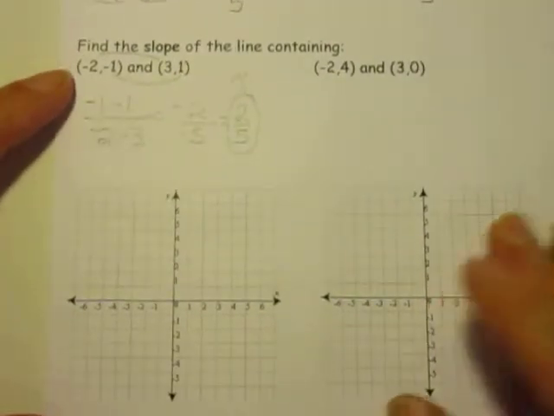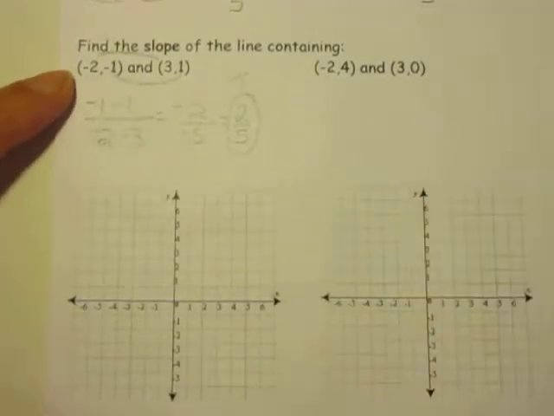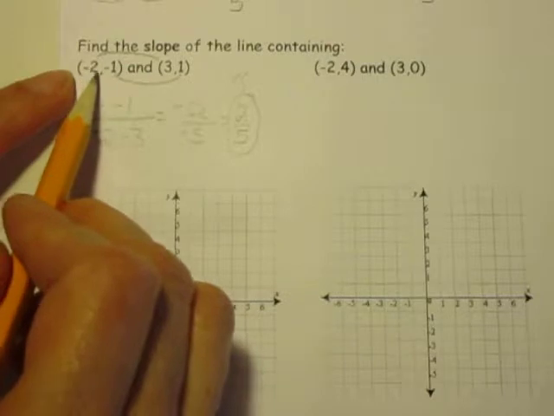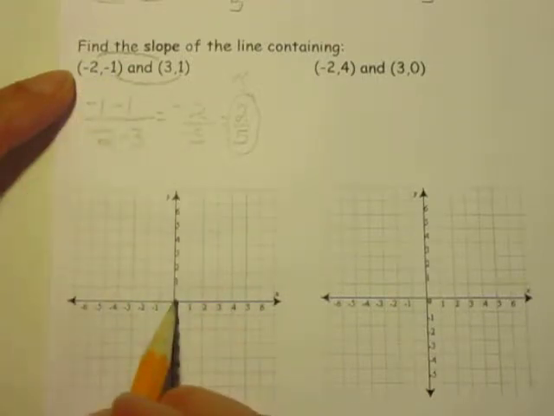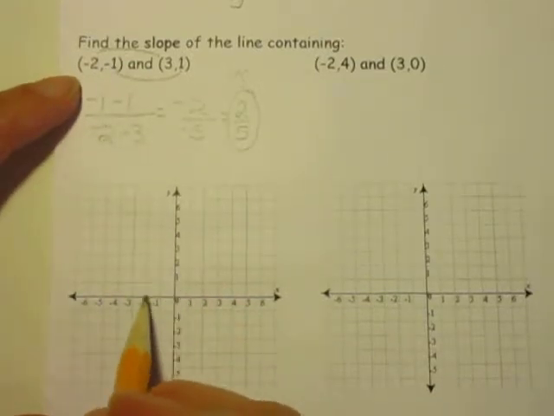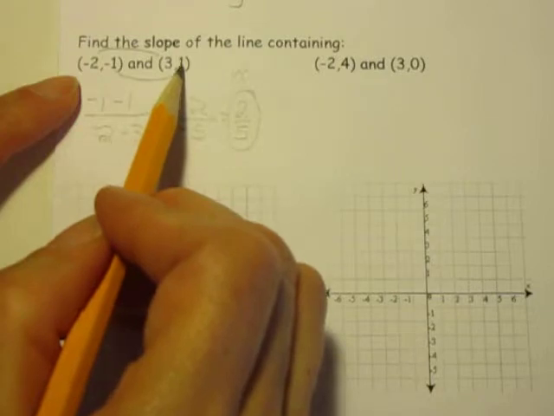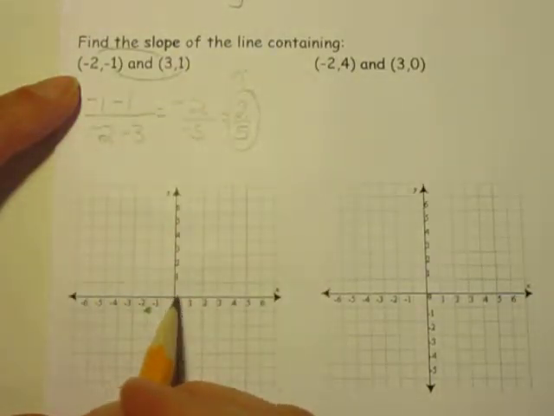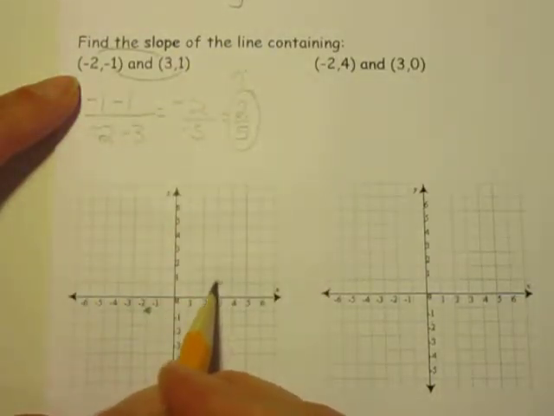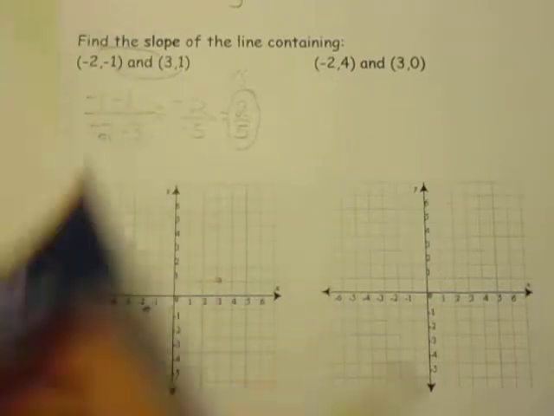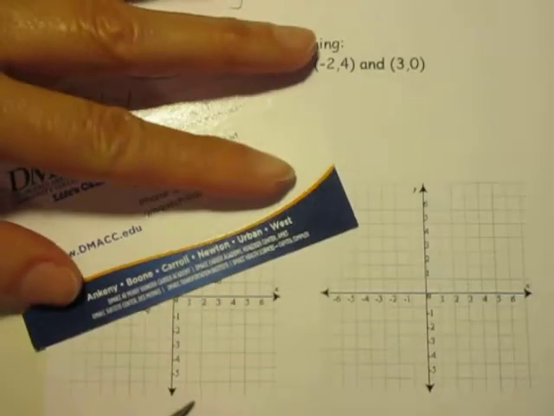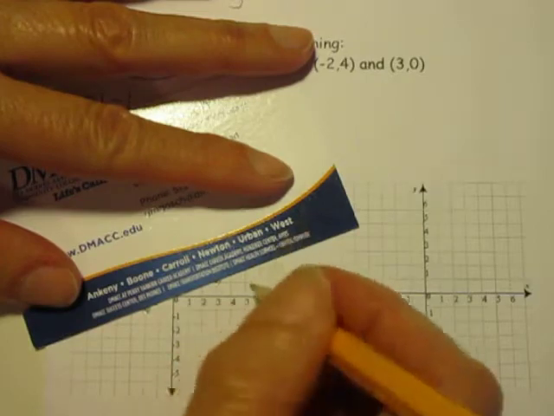Let's go ahead and plot these points and get an idea what that looks like. My first point, again, we're going to plot is -2, -1. If you remember, you're starting at the origin. I'm counting back 2 and down 1. So there's my first point. Second point is over 3 up 1. So I'm starting at the origin, go over 3 up 1. Okay, so again, grab my little card here, and I'm going to draw a connection between these two.